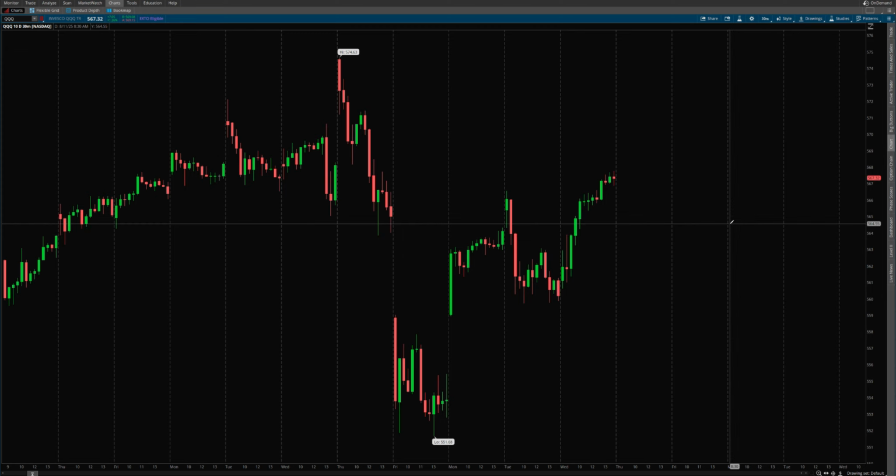But what these are best for is if you're looking for an opening range trade, which is a really popular strategy I like to use as well. These are the time frames you're going to be looking at.